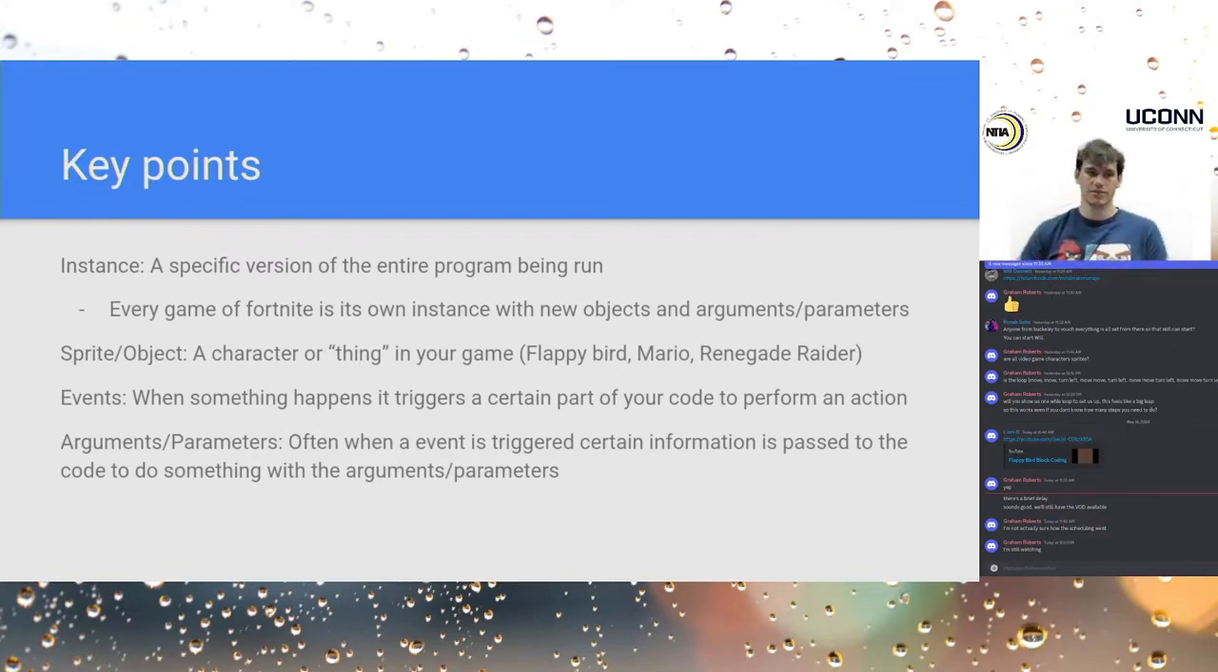He can play Fortnite. We've got sprites and objects. A sprite is a character or a thing in your game: Flappy Bird, Mario, Renegade Raider. Those are sprites, and we learned that objects are defined as something equal to something else. That's the best way to remember it for me. And then we've got events. Events are something that's occurring.